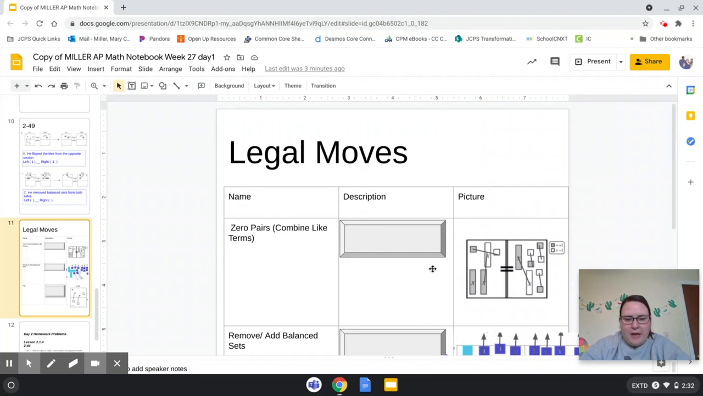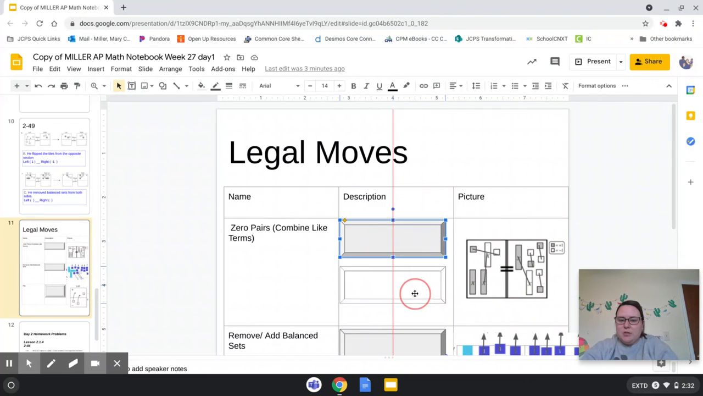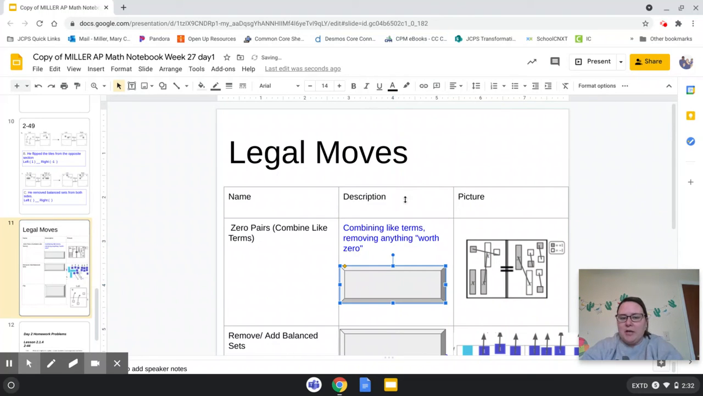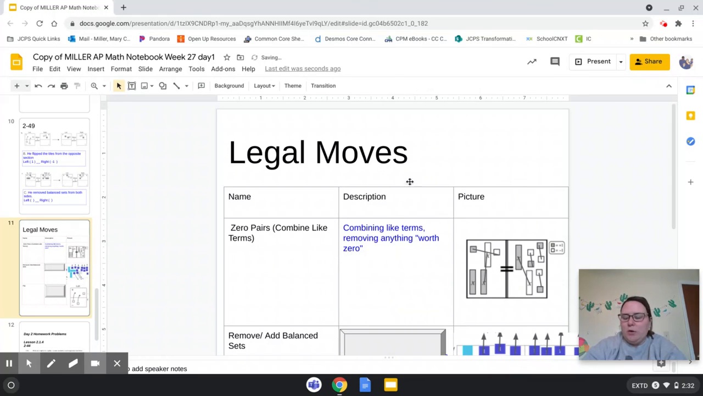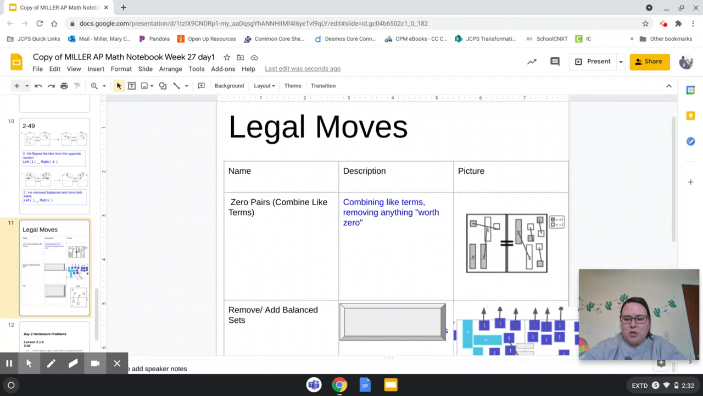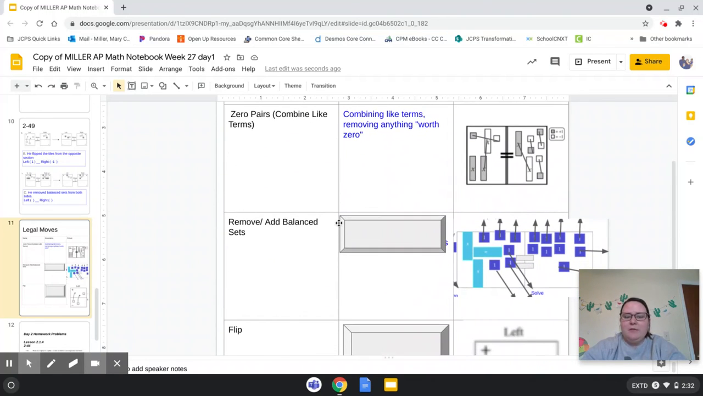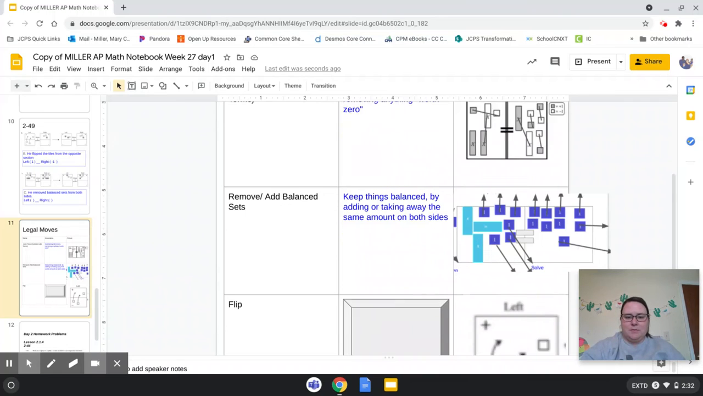Then finally, we have our last page, which is just the legal moves. These are examples of everything that we've been talking about. We have zero pairs, which is also considered to be combining like terms. That looks like when we make these zeros or they're worth nothing, positive one and a negative one together is making zero, and that's helping us to combine like terms. Then if we remove and add balanced sets, we're doing the same thing to both sides to keep it balanced. We're keeping it balanced by adding or taking away the same amount on both sides.